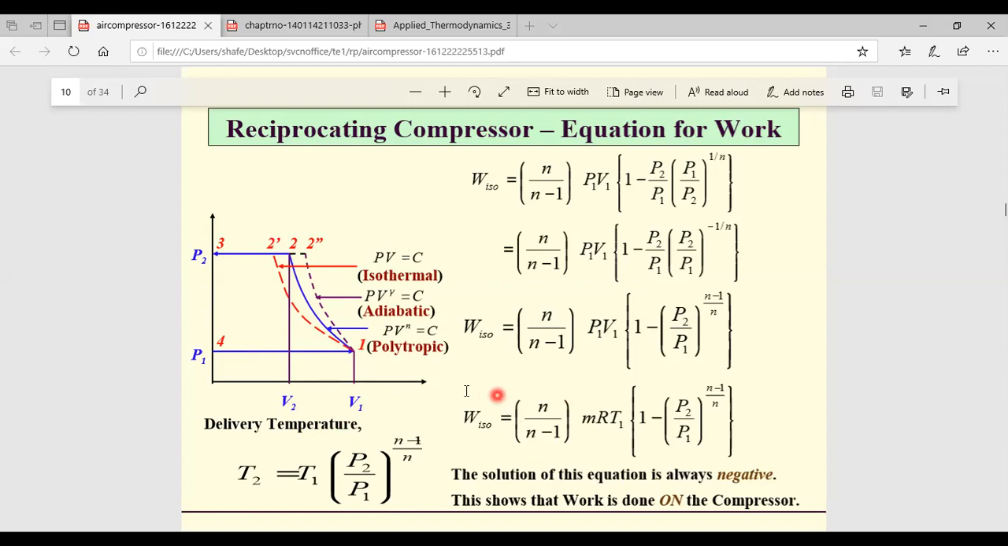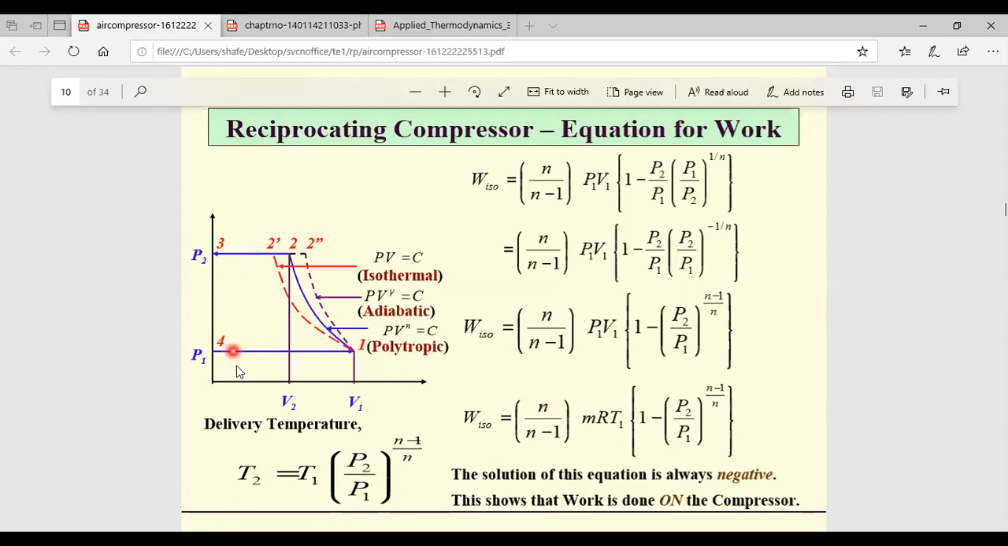And this particular thing, which I am showing with a highlighter here, gives the work done for the actual process, that is a polytropic process, where n is the polytropic index. P1 V1 can be replaced by mRT1. The solution for this particular thing is negative. If you keep (P2 by P1) power of (n minus 1) by n, minus 1, then you get the positive one. Why am I getting negative if we keep this value? Because work is done on the fluid in a compressor. And remember this relation: T2 by T1 equals (P2 by P1) power of (n minus 1) by n. So this is what exactly we discussed in the last class.